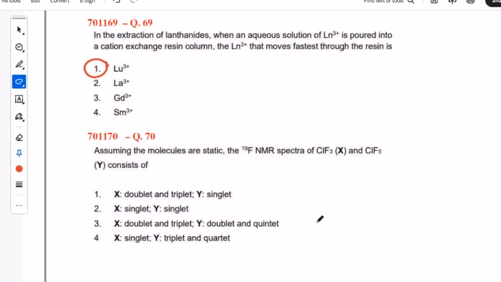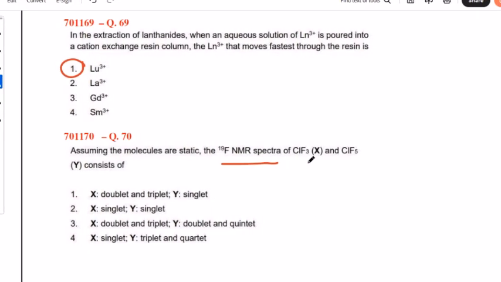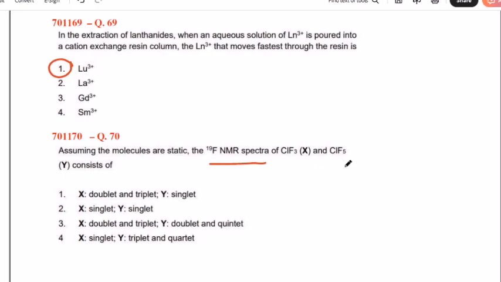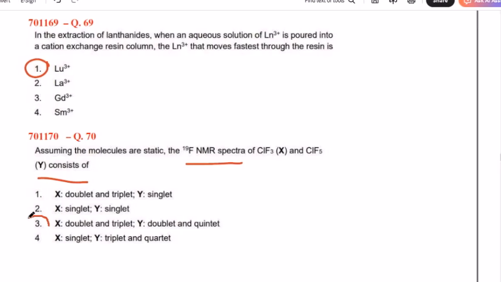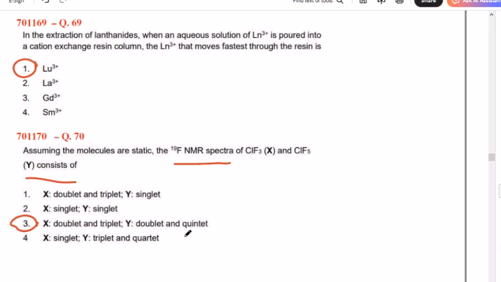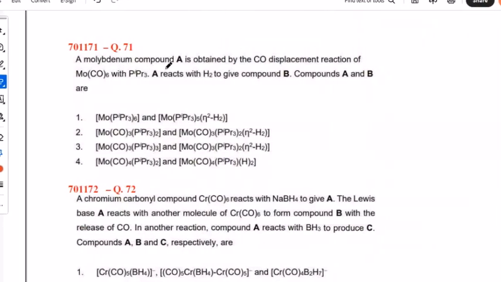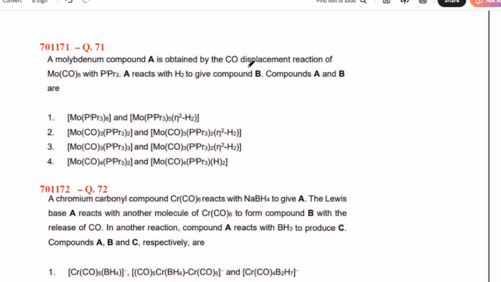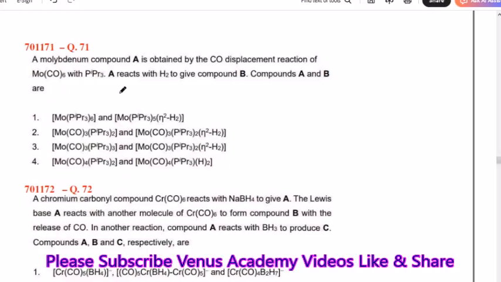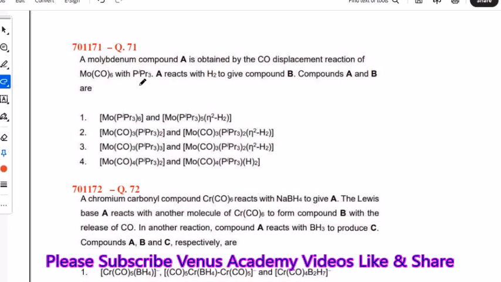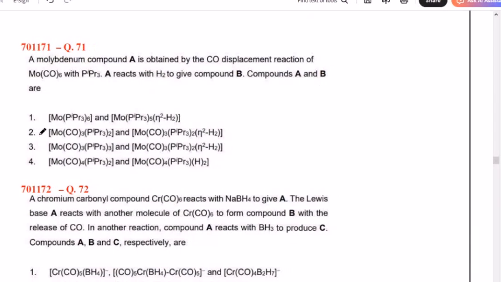Next, question number 70. Assuming the molecules are static, the F19 NMR spectra of chlorotrifluoride X and chloropentafluoride Y consist of option number 3: X is going to be a doublet and triplet, Y a doublet and quintet, which is the correct option, friends. Next, question number 71. A molybdenum compound A is obtained by the CO displacement reaction of molybdenum hexacarbonyl with phosphorus triisopropyl. A reacts with hydrogen to give compound B. Compounds A and B are option number 2, the correct option, friends.